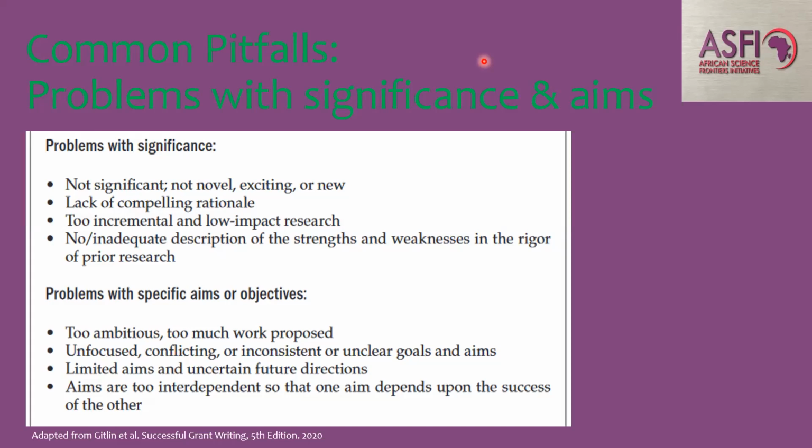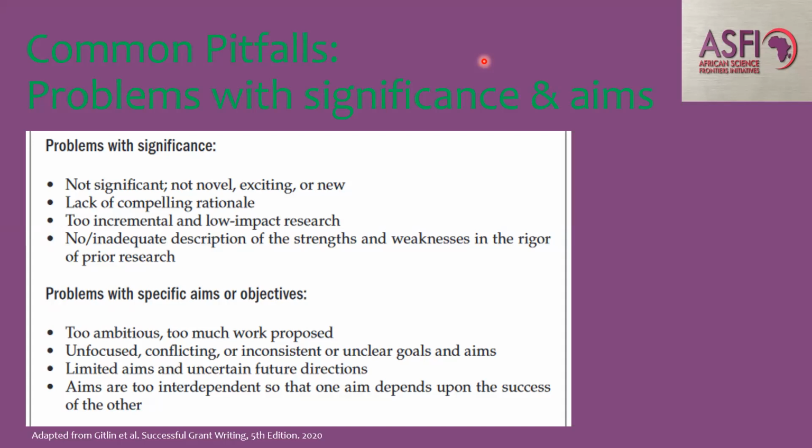Problems with specific aims or objectives: too ambitious, too much work proposed. You need to make it adequate. Check the money they are giving you because it all tallies to that. The money they are giving you is very important for you to ensure that it is adequate to address the question. Don't promise too much more than the money can cater. Then you don't give them confidence. They think that it is impossible, really.